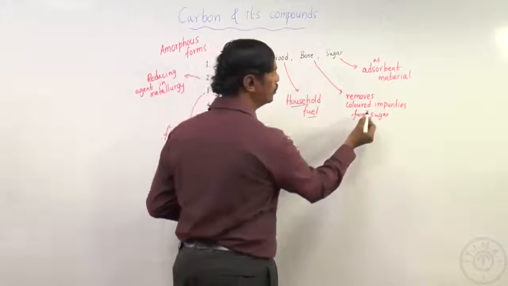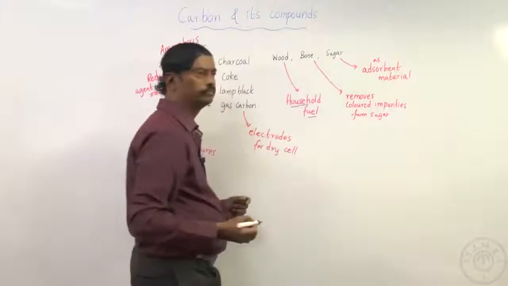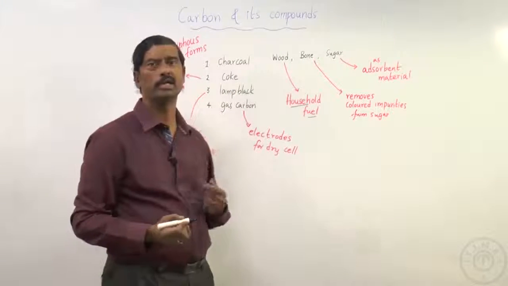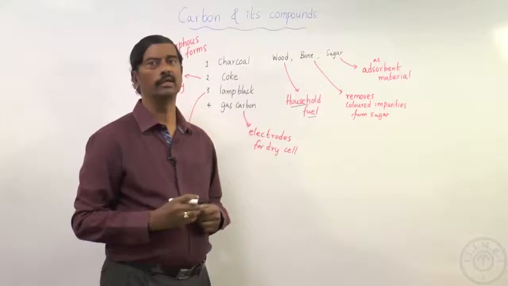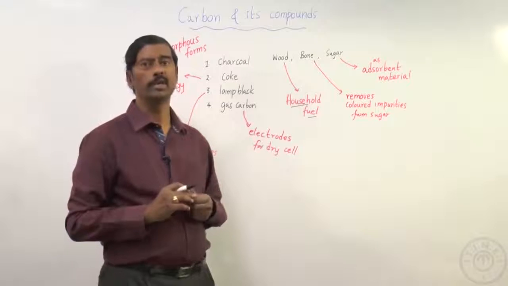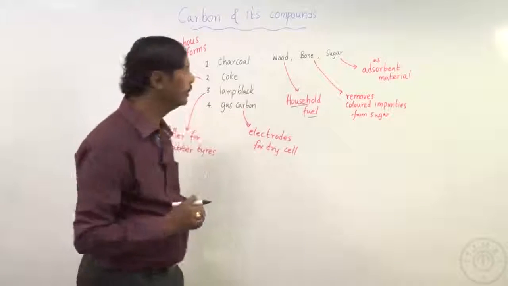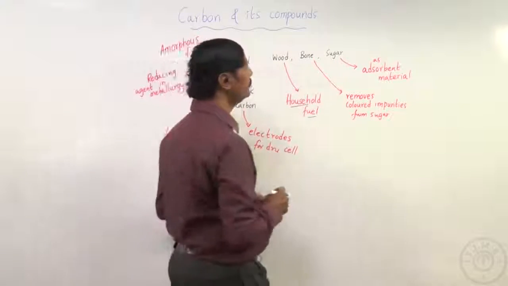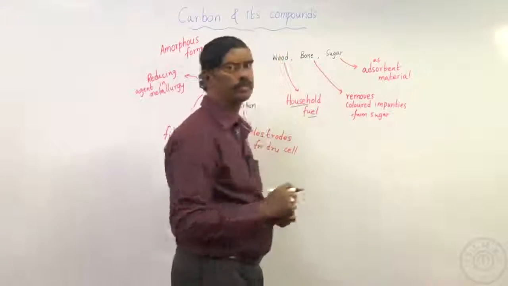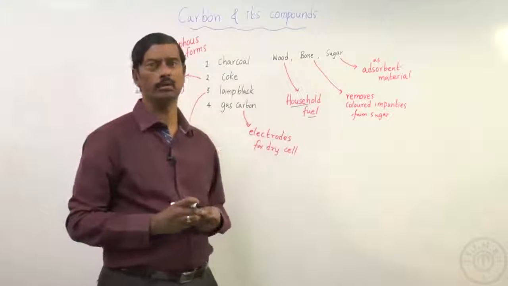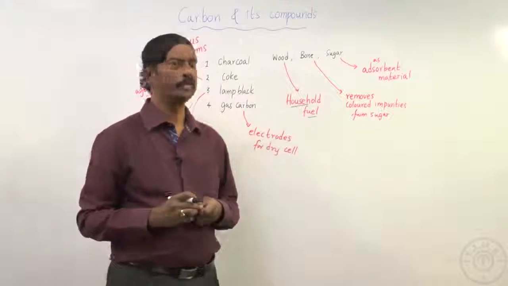Then bone charcoal is used to remove colored impurities from sugar. The sugar that is present is colored, and the sugar that comes into the market is not colored. So to remove the colored impurities from sugar, we are using bone charcoal. Then sugar charcoal is used as an adsorbent material. Sometimes, instead of activated charcoal, sugar charcoal can be used.